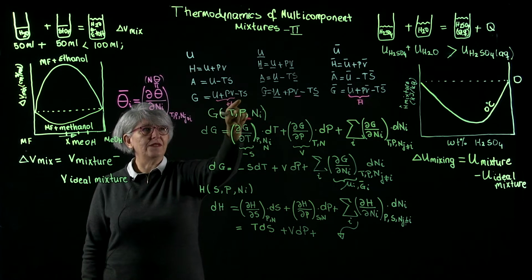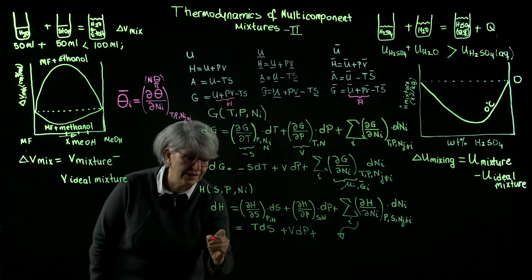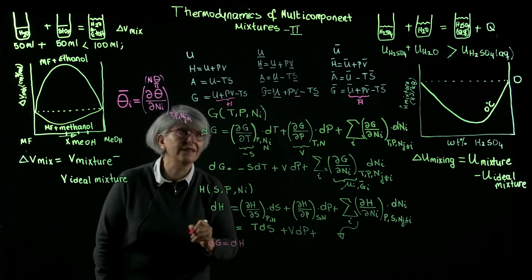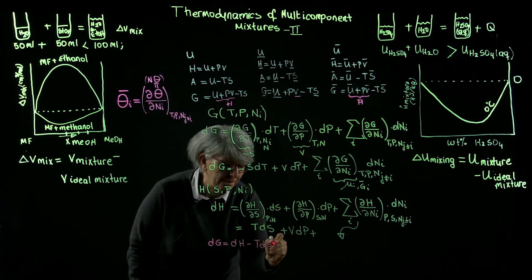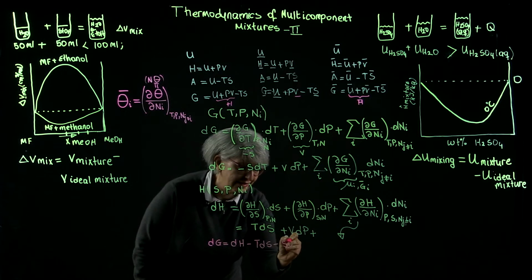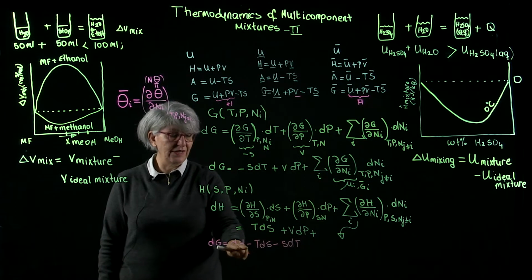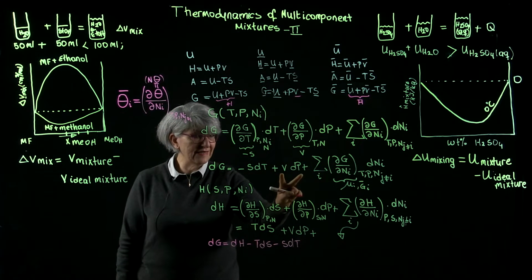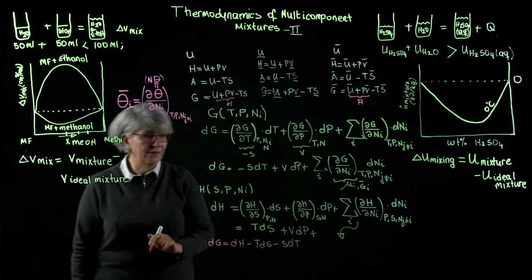So if Gibbs free energy is enthalpy minus TS, let me do a derivation. dG is equal to dH minus TdS minus SdT, all right? dG is equal to dH minus TdS minus SdT. I'm going to write this dG on this side, dH on that side. Let's see what we're going to get.